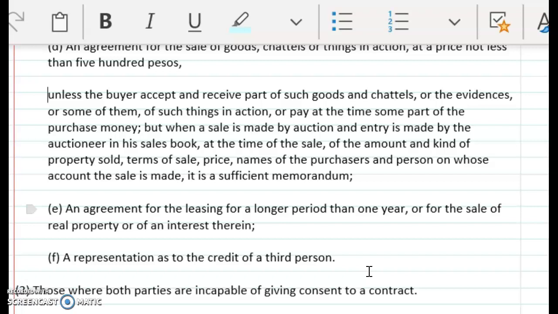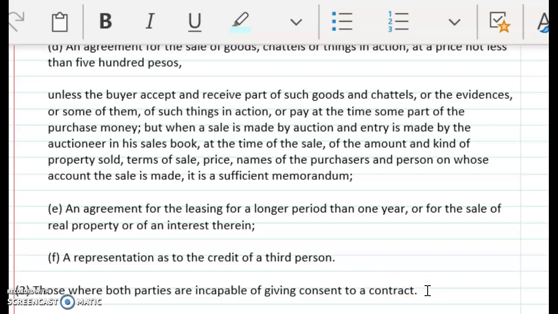How about the third kind of unenforceable contract? Okay, what is the third kind of unenforceable contract? Finally, I checked other books too. So, contracts where both parties are incapacitated. Where only one of the contracting parties is incapable of giving consent to a contract, for example, a minor, the contract is merely voidable. However, where both parties are incapable of giving consent to a contract, the same is unenforceable.